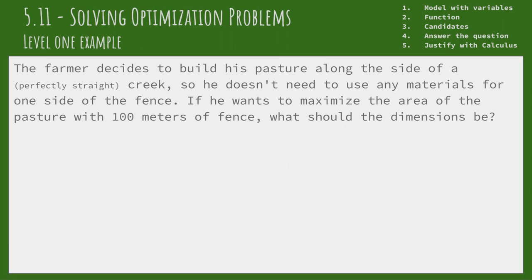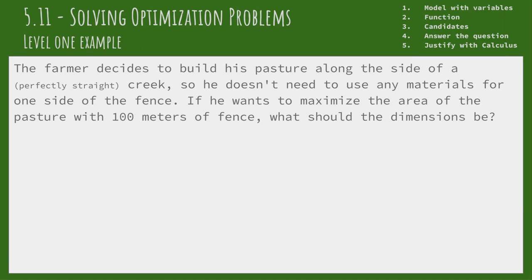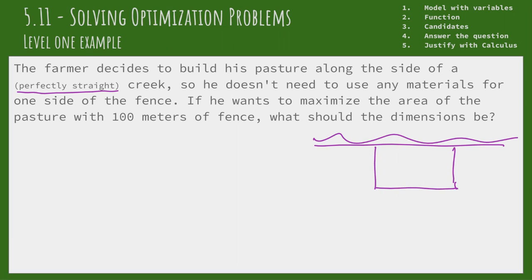Okay, this problem I'm going to go through a little bit more quickly. It's a very similar problem, but the setup's a little bit different because now we have one side of our pasture bounded by a creek. So we're going to have a creek flowing along here, and then the 100 feet of fence only needs to make up 3 sides of our pasture. So I've got my picture.